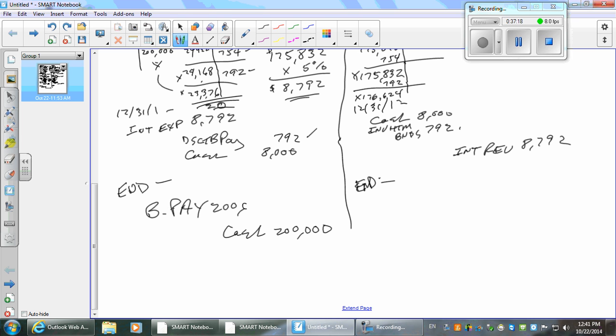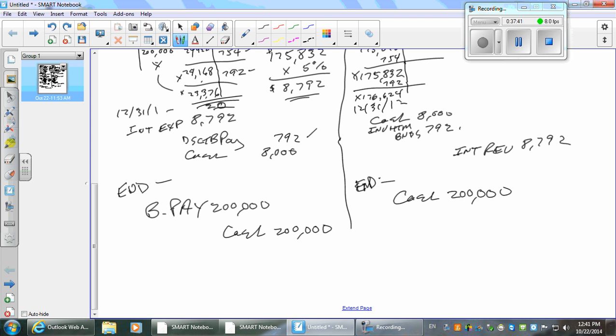You like it? Okay, and what would be on the other side, of course? They gave me the cash. What would I do? Debit cash. Excellent. And what would I credit, everybody? It's not a bond receivable. Don't call it a bond receivable because we don't. We call it an investment in bonds. And that's what it really is.